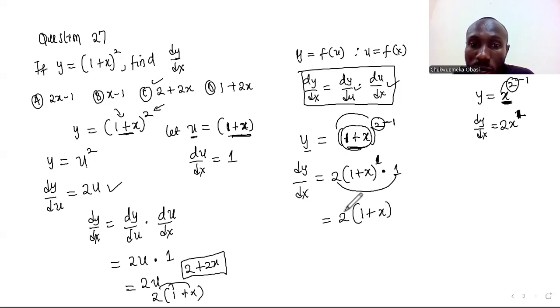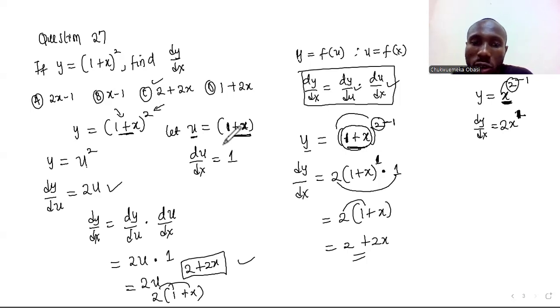Okay, and you can move further to expand, since the options have none of this as their answer. So you expand, that will be 2 plus 2x. Boom, we are at the answer. So guys, that is how to go about this problem real quick.